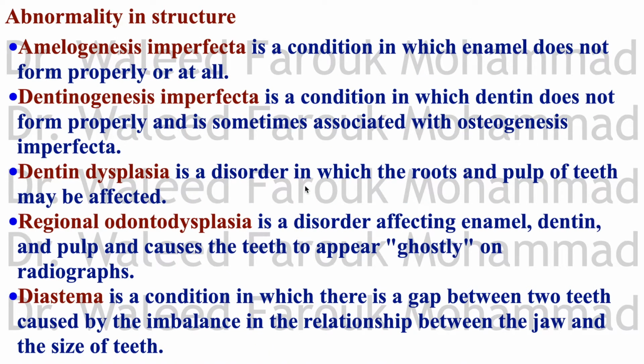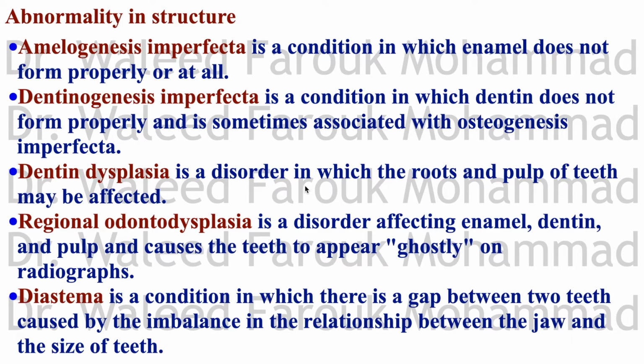Abnormality in structure. Amelogenesis imperfecta is a condition in which enamel does not form properly or at all. Dentinogenesis imperfecta is a condition in which dentin doesn't form properly and is sometimes associated with the generalized disease of osteogenesis imperfecta, where there is abnormal development of bone of the fetus.